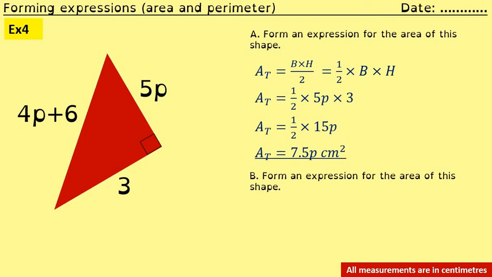For my perimeter, I just need to add up the three sides. So 3 plus 5p plus 4p plus 6. And then I collect like terms, so I can see I've got 5p and 4p, which are like terms, and then 3 and plus 6 are like terms to get 9p plus 9 centimetres for the perimeter.